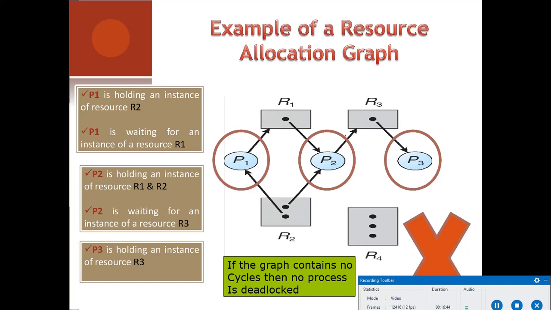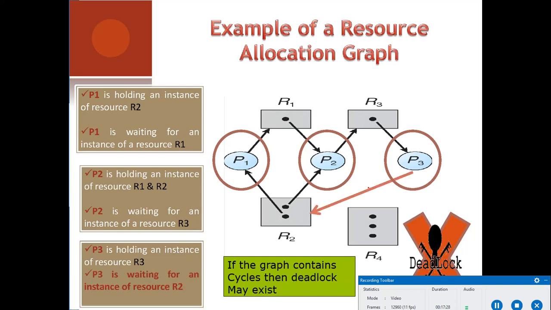Now let's understand over here whether there is a cycle or not, or whether there is a deadlock or not. Given the definition of a resource allocation graph, it can be shown that if the graph contains no cycle, then no process in the system is deadlocked. If the graph contains a cycle, then a deadlock may exist. So for example, over here, there is no cycle. A cycle means a complete circle of the arrows if it exists. So there is no cycle in the graph over here, so there is no deadlock. So if the graph contains no cycle, then no process is deadlocked.